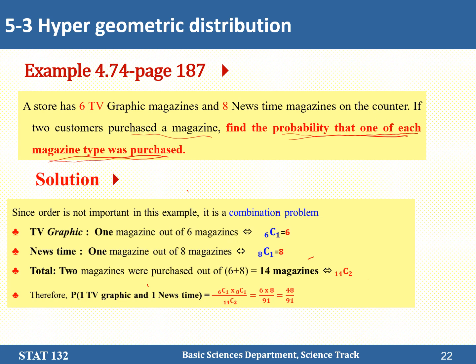So if you want to see a good writing here, it's easy to read here. So the answer is 48 over 91.